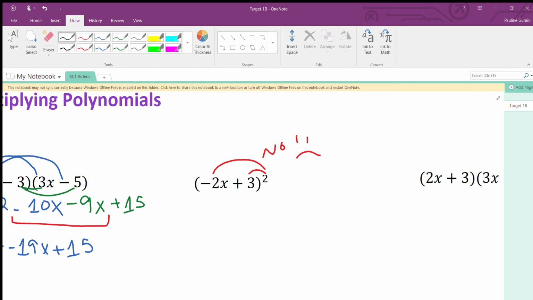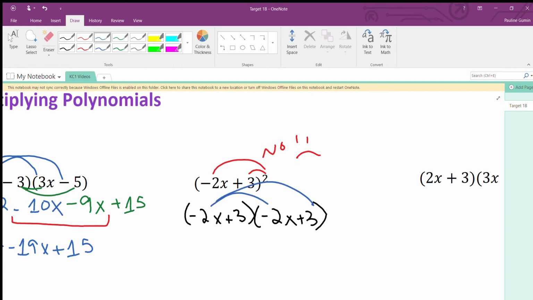This is what that 2, that exponent, is really telling us. It's telling us that we have 2 of these parentheses, not just 1. All right, well, now that we wrote out 2 of them, let's multiply. Negative 2x times negative 2x is positive 4x squared. Negative 2x times positive 3 is negative 6x.